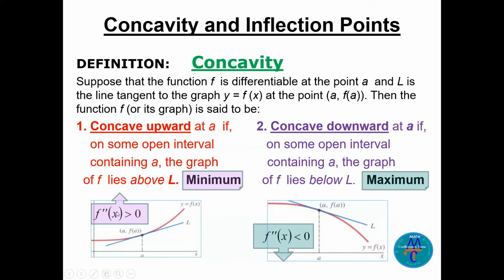And also f double prime will be positive on that open interval. So we will have a local minimum here. We can also say the function is said to be concave downward at A if on some open interval containing A, the graph of f lies below the L. You see the graph here, the red one, lies below. So in that case, f double prime is negative, and we have a maximum.